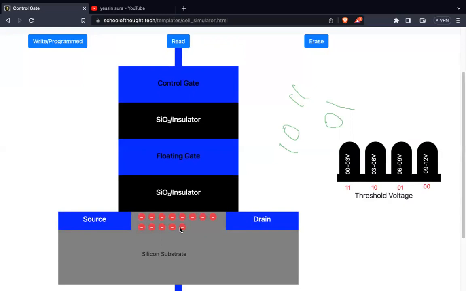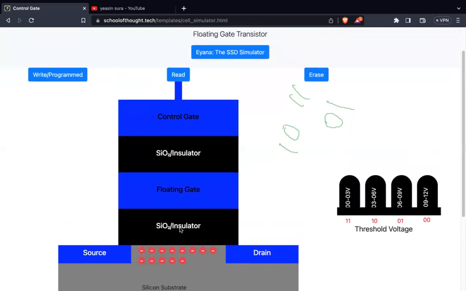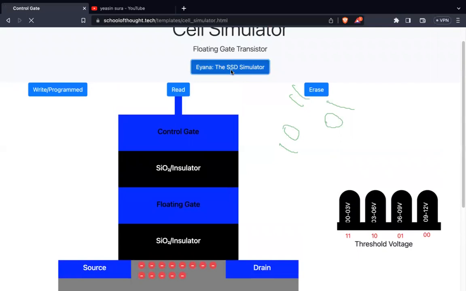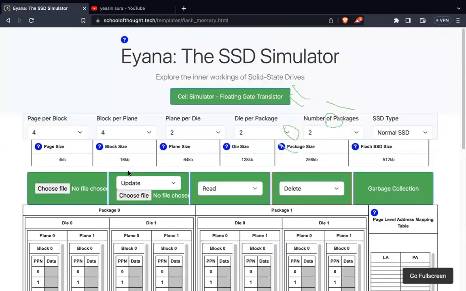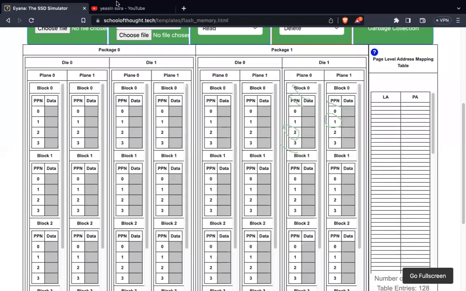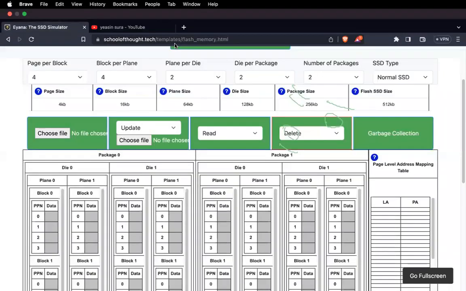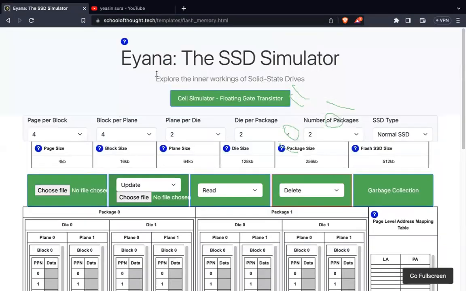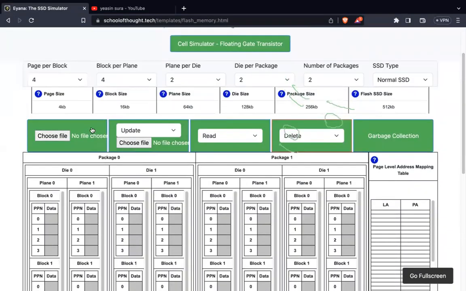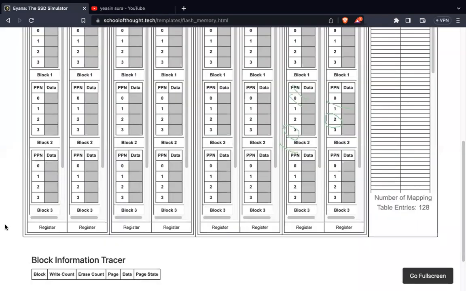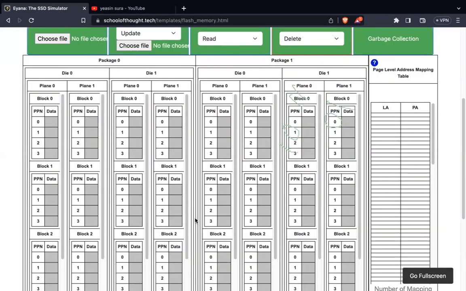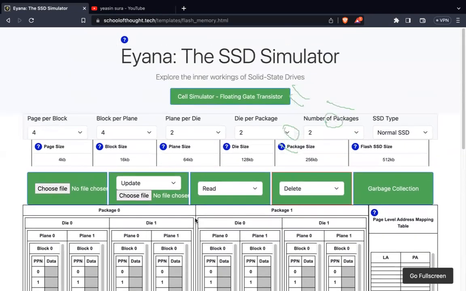There are 2 to 3 more videos that will come in our next tutorial. We will discuss the full SSD system, how a full SSD works. So this is the SSD simulator. You can easily go to this website and check our simulator. This is the full SSD simulator actually. In here you can understand how garbage collection works, how delete works, how read button works, and many more. I will talk about page, block, how they are made, and we will also trace the information. All these things will be discussed in this SSD simulator tutorial.